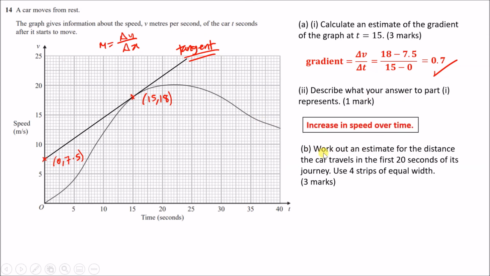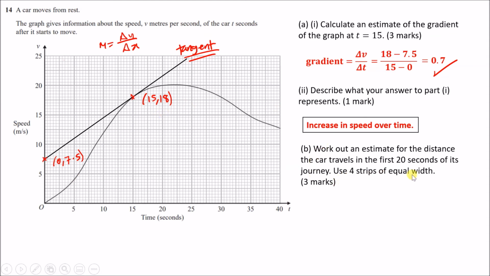Now for part B, it says work out an estimate for the distance the car travels in the first 20 seconds of its journey. So we're talking about from 0 to 20, up to here, yeah? And use 4 strips of equal width. Typically, to work out distance is literally the area under the curve, or area under a shape. Now because it's a curve, it's kind of hard to see what shape it would be.